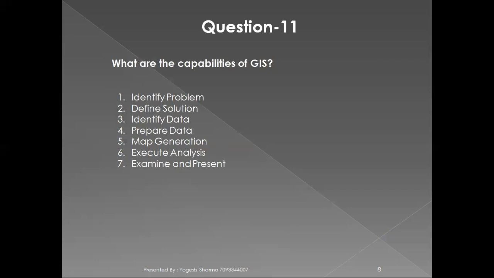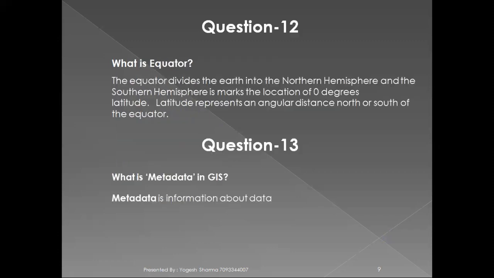The main capabilities of the GIS are: identify the problem, define solution, identify data, prepare data, map generation, execute analysis, examine and present. And apart from that, once we have the GIS data, the best capability of the GIS is that we can do the analysis, we can take any decision based on the GIS analysis, and based on that we can generate the report. That report may be spatial or non-spatial.